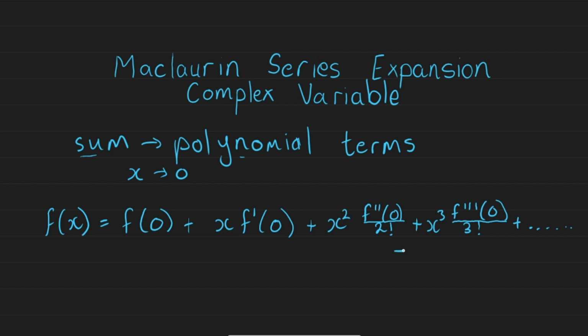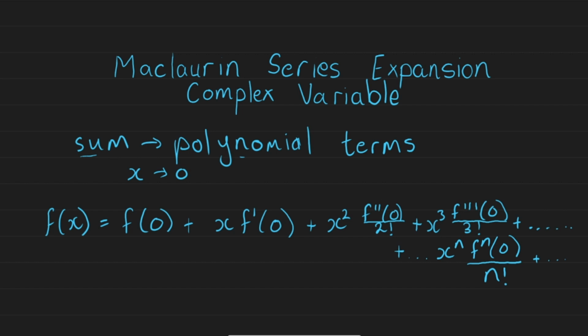And then if we were to extend it to the nth term, then what it would look like is x to the power n. You can see that this is the pattern: 1, 2, 3, and then the nth term is just n. And then we would have the derivative of the nth order at 0 divided by n factorial. And it would carry on like that.